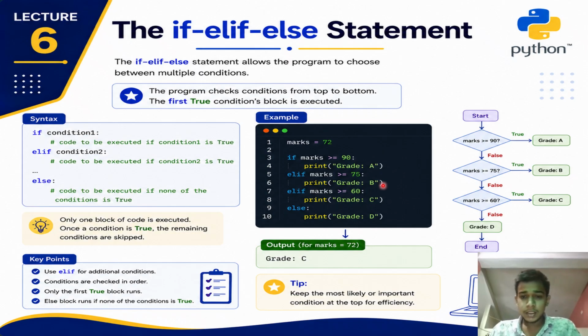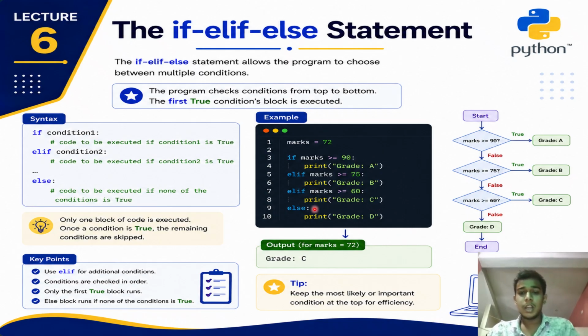This time it asks marks greater than or equal to 60. Now this time this condition is true. Therefore Python executes this block and prints grade C. After executing this block, Python does not check the remaining else block. After this is executed, Python will skip the rest of the code.